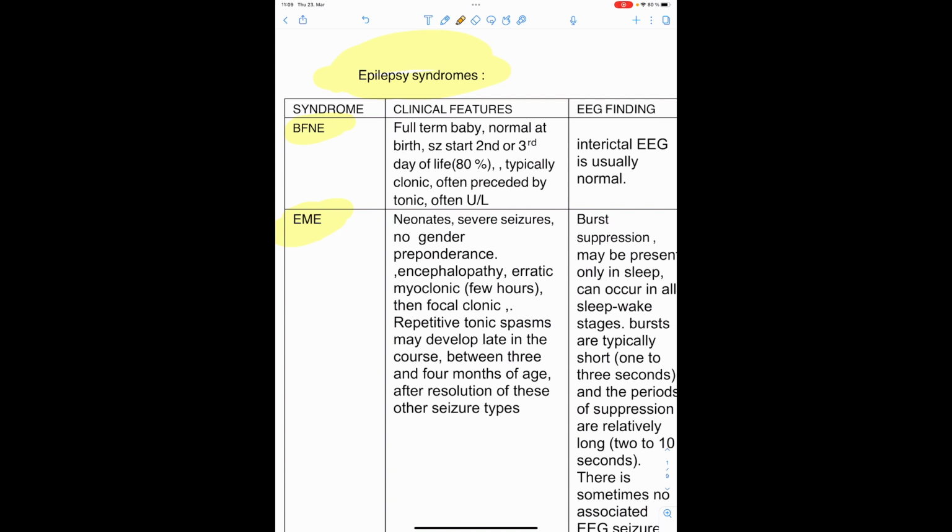You can hear me in another video, and I will make a video on EEG findings also, what a burst suppression looks like, what a 3 Hz spike and wave looks like, and how is this, but I will mention it in another EEG. I will make a video over EEG findings.